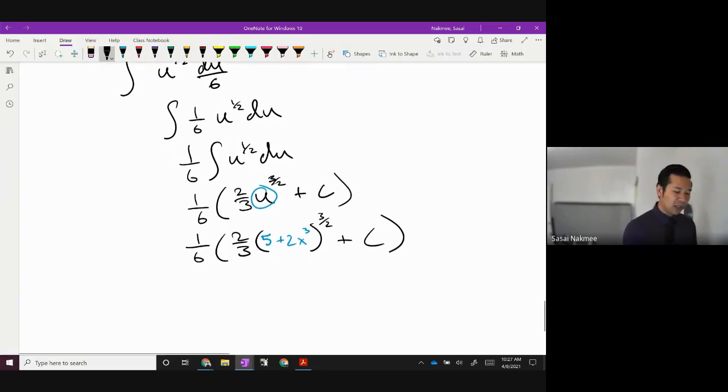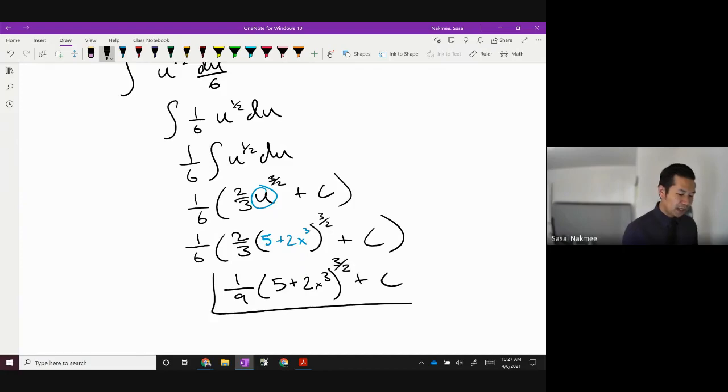And if you really want to clean it up, you can distribute this fraction right here of 1/6 multiplied by 2/3. This is going to give me 2 over 18, or in other words, 1 over 9 times 5 plus 2x to the 3rd raised to the power of 3 over 2 plus c. And that is my answer.